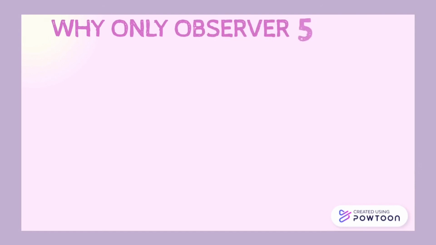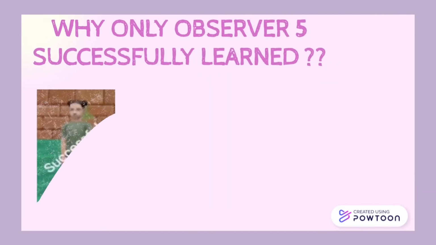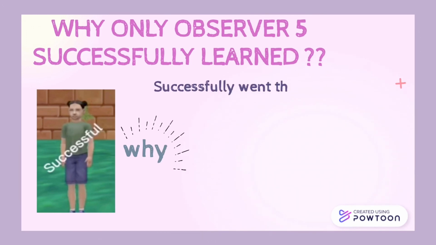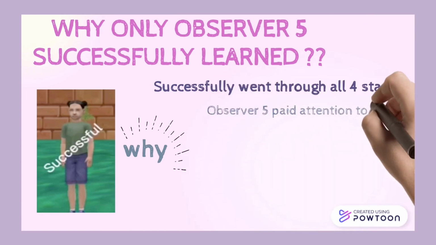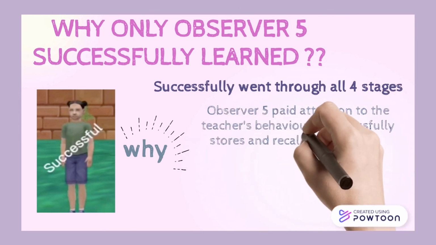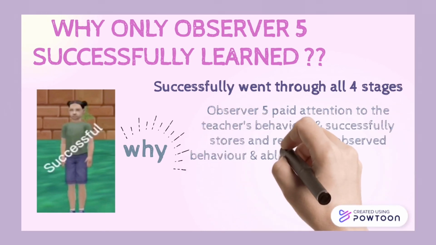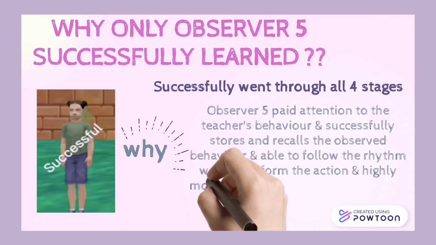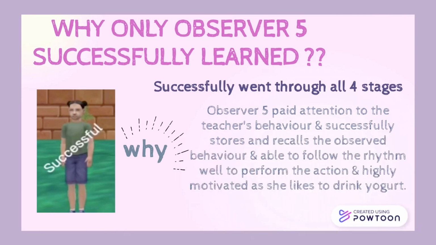The only successful person is observer 5. So why was only observer 5 successful in learning? Observer 5 went through all 4 stages. Because observer 5 paid attention to the teacher's behavior, successfully stored and recorded the observed behavior, was able to follow the rhythm well to perform the actions, and was highly motivated as she likes to drink yogurt.